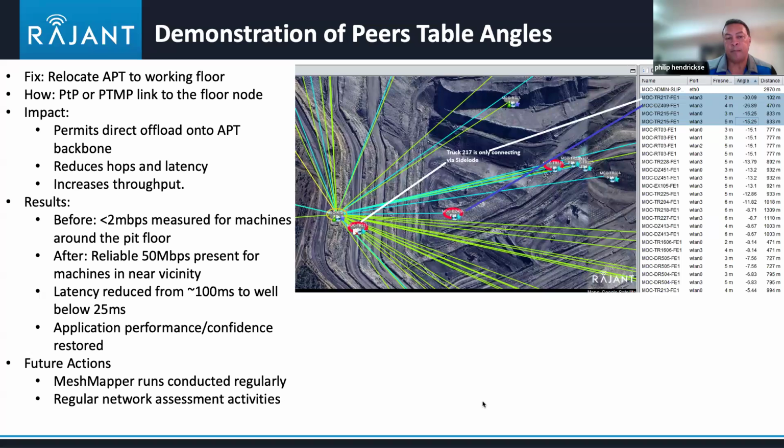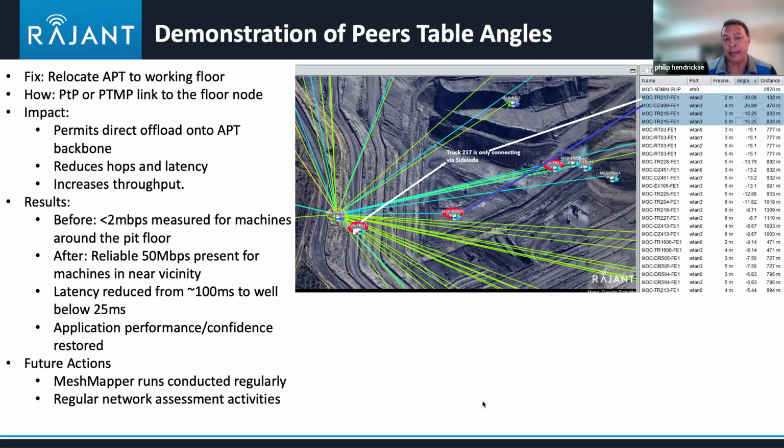So what we actually did over here was we looked at moving the APT node itself, the trailer that was sitting up at the edge. It wasn't being effective at all. The good thing that we had with this trailer was it actually has an electrically steerable head end. So we can actually have a subscriber on there. We can actually point it to a base station of a point-to-multipoint or point-to-point link.